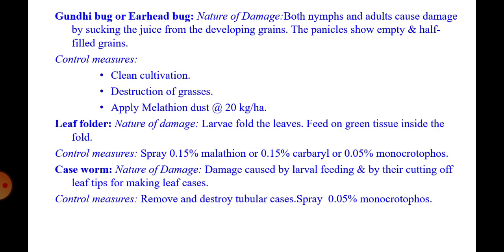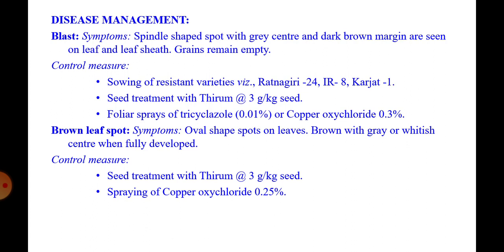Then Gundhi bug or earhead bug. To control this pest, practice clean cultivation, destroy the grasses, and apply malathion dust at the rate of 20 kg per hectare. Then leaf folder. To control leaf folder, spray 0.15% malathion or 0.15% carbaryl or 0.05% monocrotophos. Case worm. To control case worm, remove and destroy tubular cases. Spray 0.05% monocrotophos. Now last, disease management.